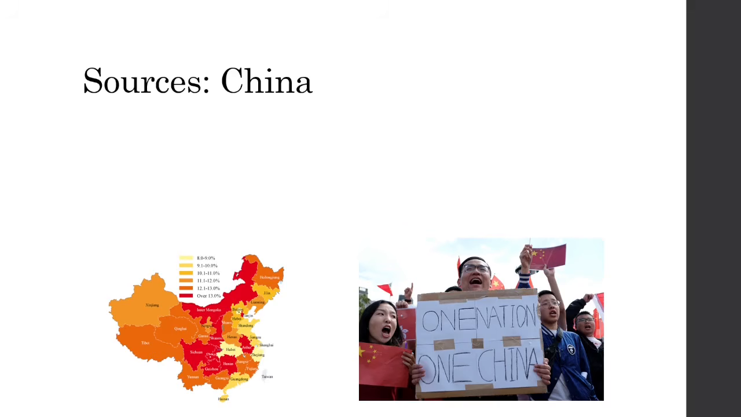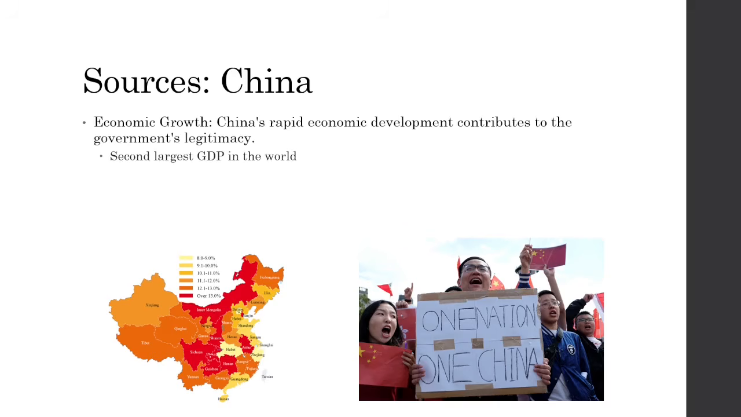All right, let's look at China now. Yay. So China has had economic growth, and that's contributed to the second largest GDP in the world and the legitimacy, because people are like, oh, money. We're making tons of money. That means China's government, they're doing so good, making us so much money.